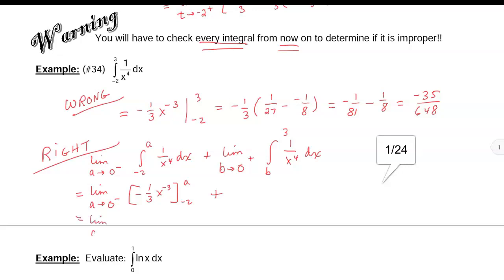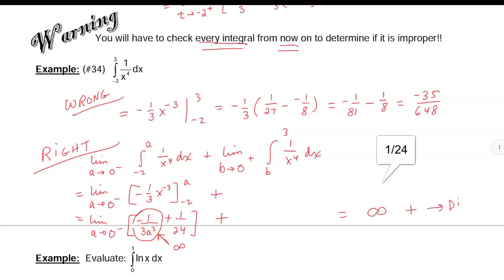I'll get the limit as a approaches 0 from the left of -1 over 3a cubed. So that is substituting a in. Now I'm going to substitute in -2, which is going to get me -1/8, which will be 1/24 after I multiply by 1/3. If I evaluate the limit now, where a approaches 0, remember this fraction is going to infinity. So it's like I have an infinity plus the other integral, which I don't need to work out, because if one of them is going to infinity, then the whole thing is going to infinity.